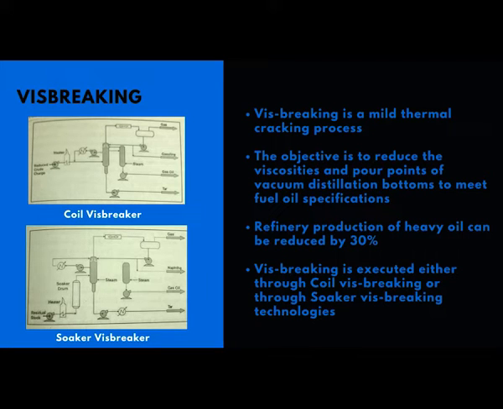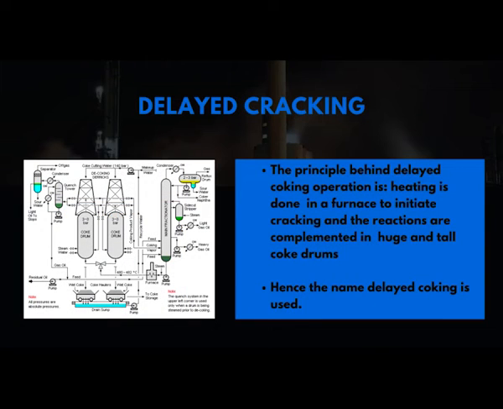In this process, the refinery production of heavy oil can be reduced to 30%. So, we are trying to maximize the valuable products by the visbreaking process, and it can happen through two different techniques. The first technique is known as coil visbreaker, the second one is known as soaker visbreaker. Then the most popular cracking mechanism is known as delayed coking.